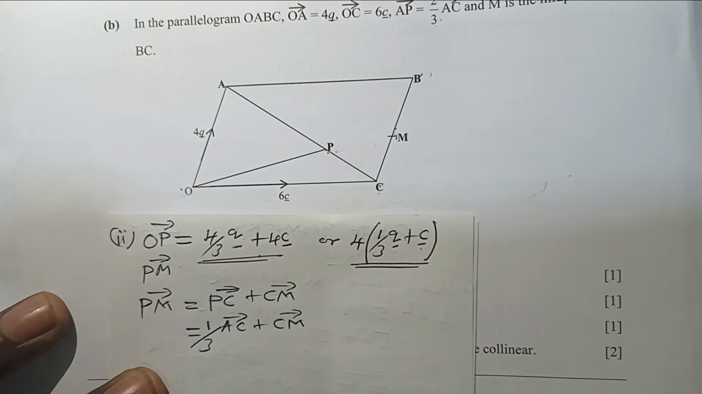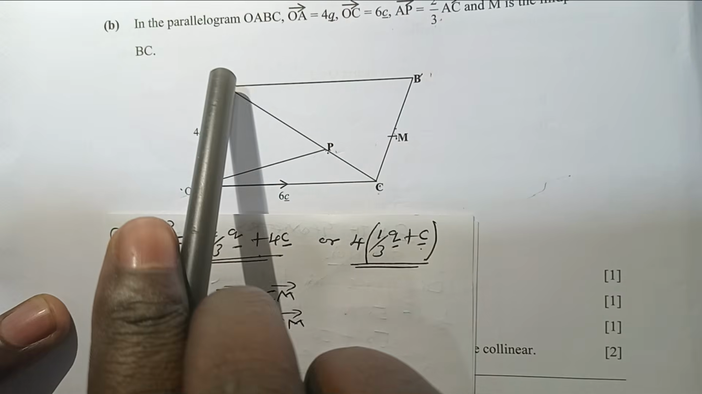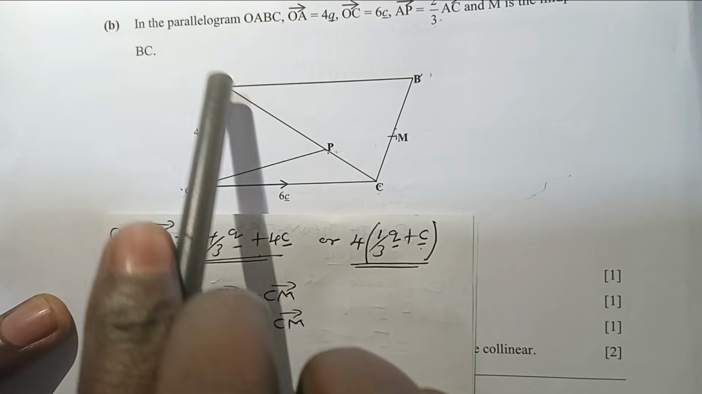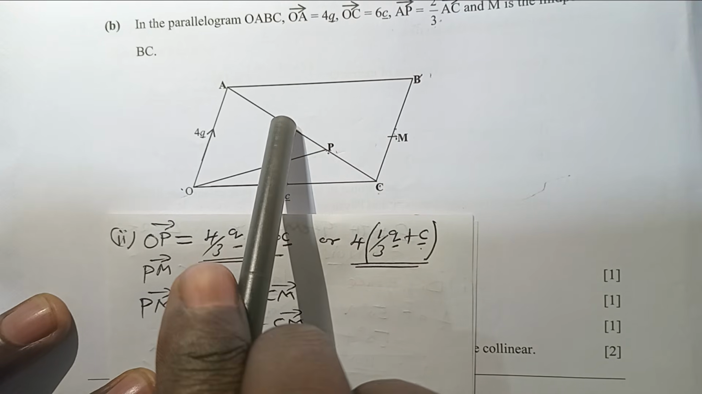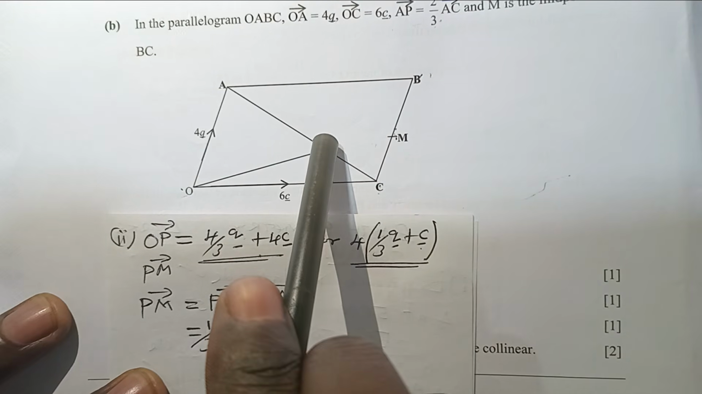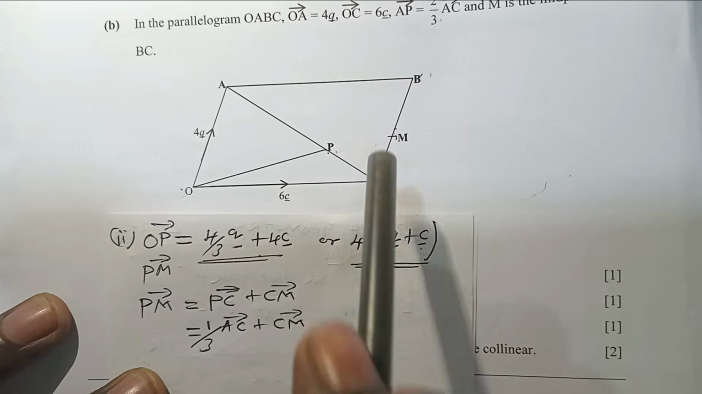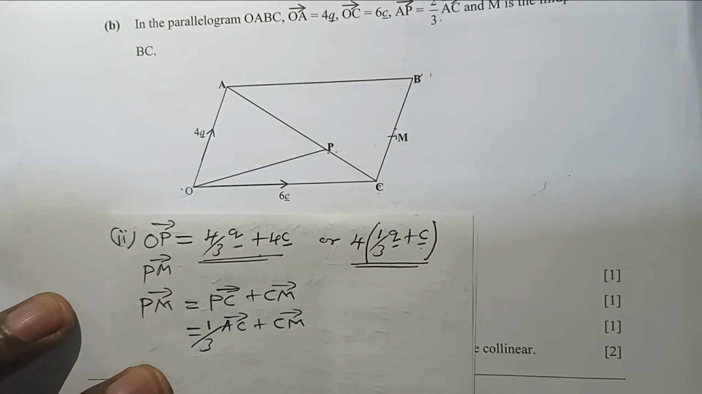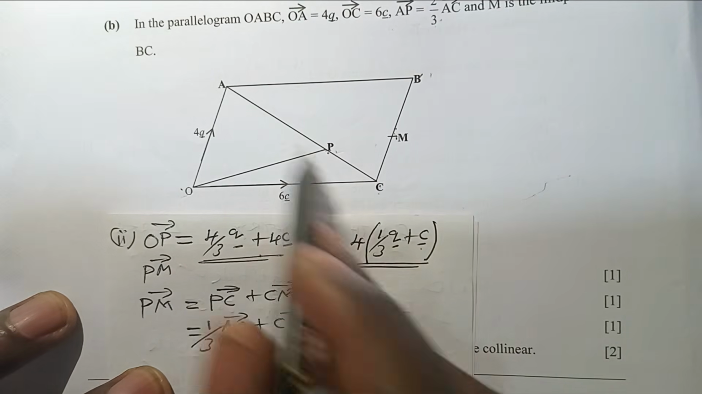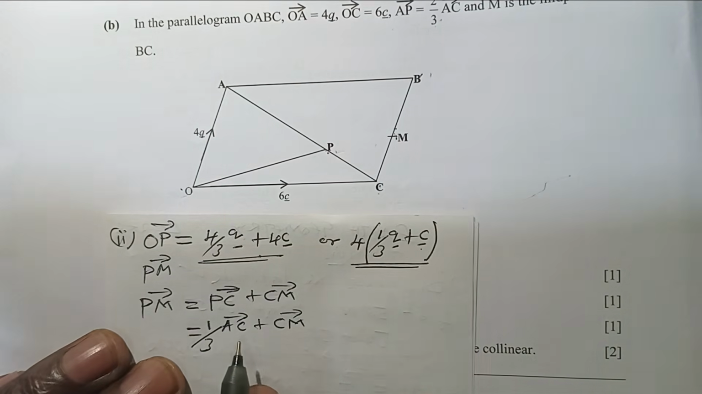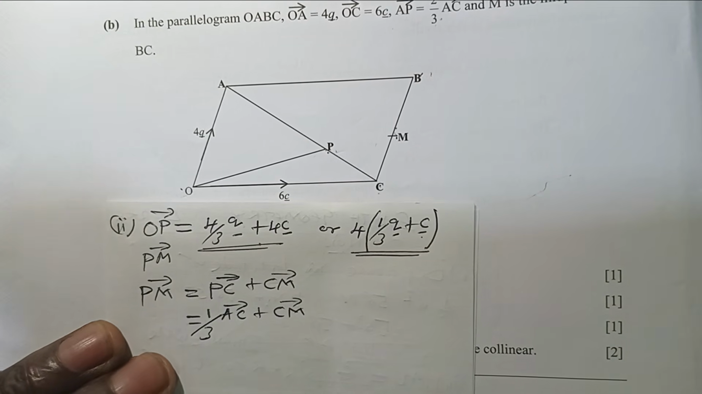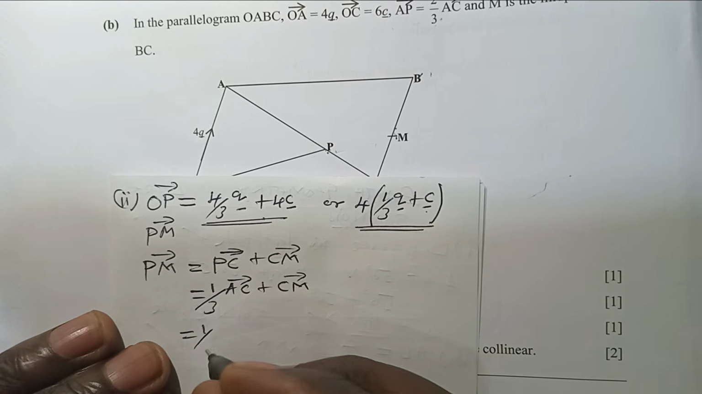I'm going to emphasize on that. So we said AP is 2/3, meaning the total here is 3. So AP is going to be 2, then PC is going to be 1. So this is 2/3, then this is going to be 1/3 to make the complete vector AC. That's why we've gotten PC equal to 1/3 of the total vector AC. And then we substitute for CM. So from here, we are going to say this is going to be 1/3.